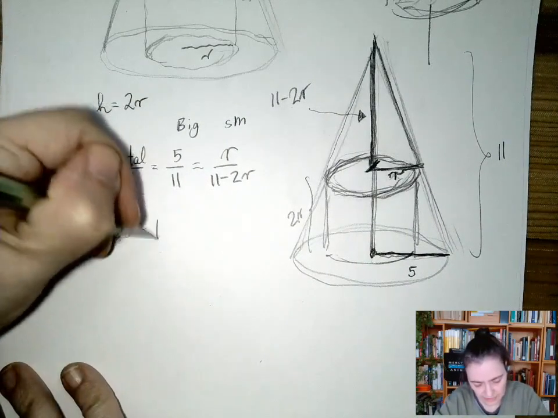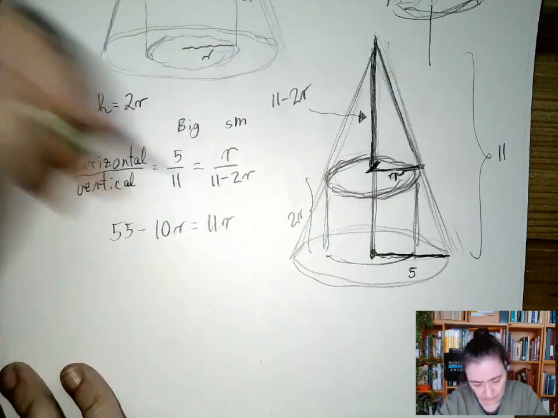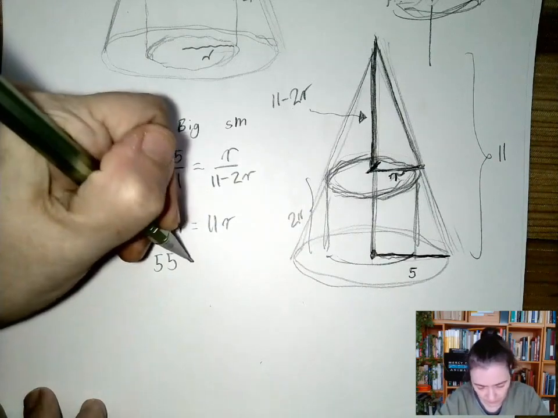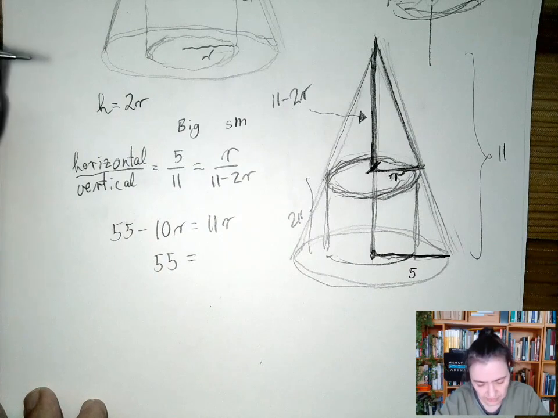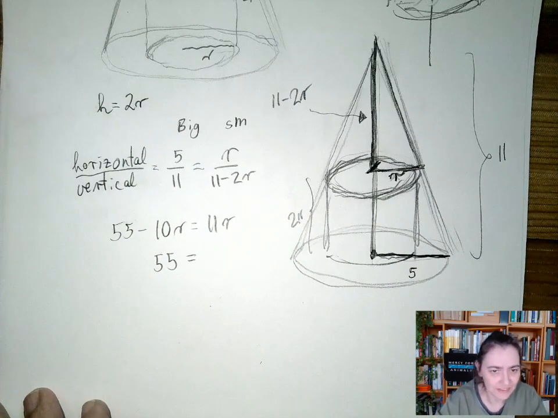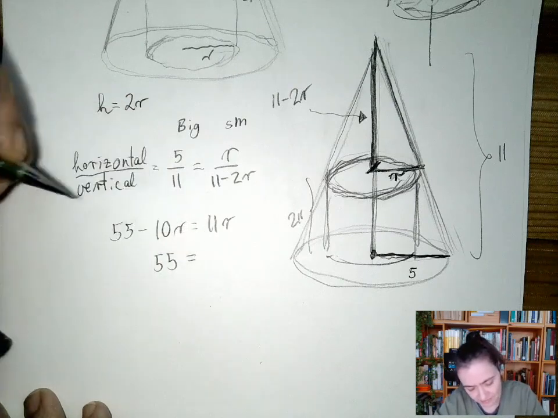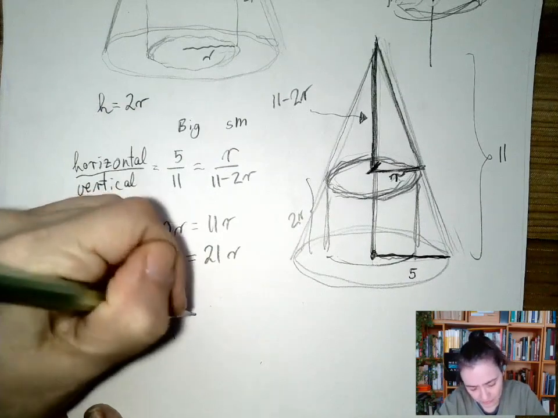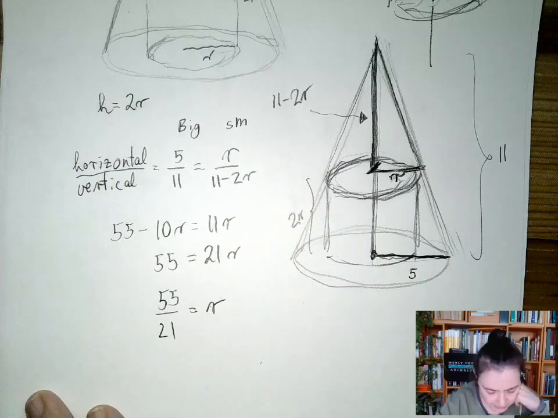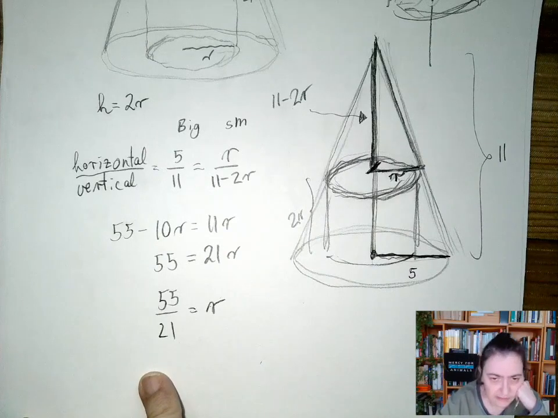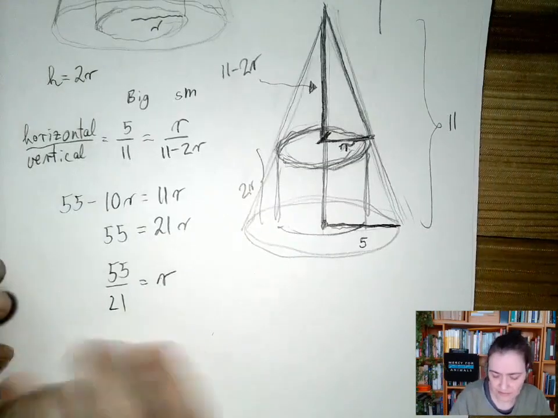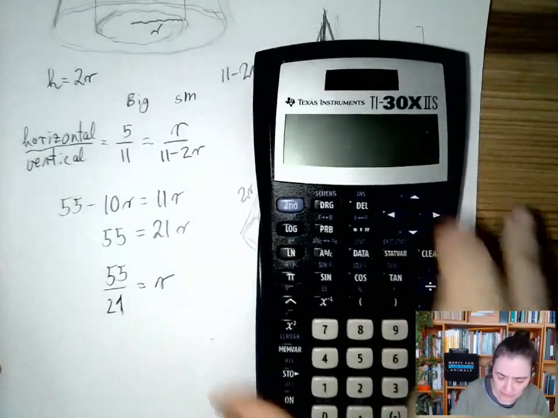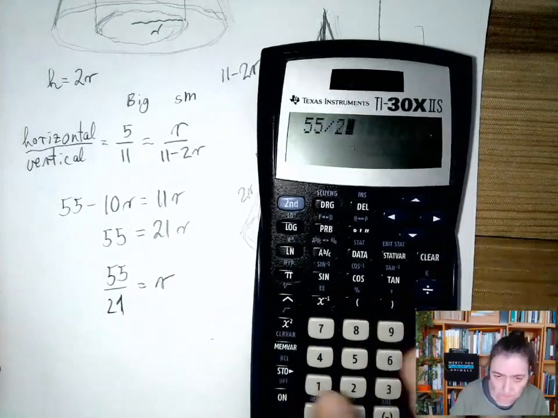55 minus 10r equals 11r. So 55 equals, yeah, we're tempted to say 11 minus 10. I thought that was encouraging, but that's not what's happening here, unfortunately. We have this hideous number, 55 over 21 for r, which is what? It's 2 and change. That kind of makes sense because this is 5, and so this one, 2 and change, that kind of makes sense. So we can punch it in, but the exact value is 55 over 21.